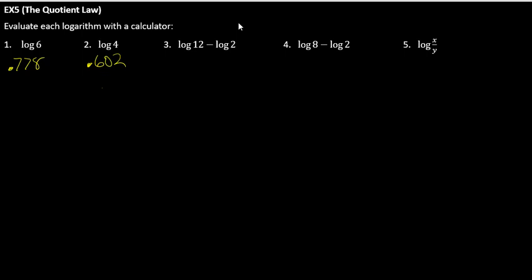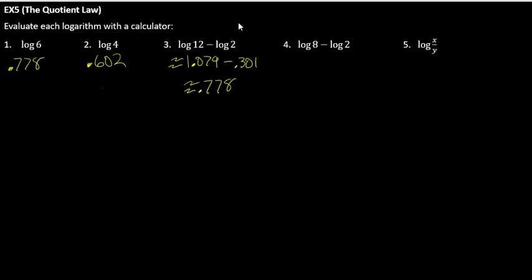Okay, so now let's look at these. These are a little more complicated. We're going to have log of 12, and that's going to give me 1.079. And we're going to subtract from that the log of 2, whatever that is, 0.301. Okay, and when I go ahead and subtract those numbers, I'm going to get, well, that should look familiar, 0.778.